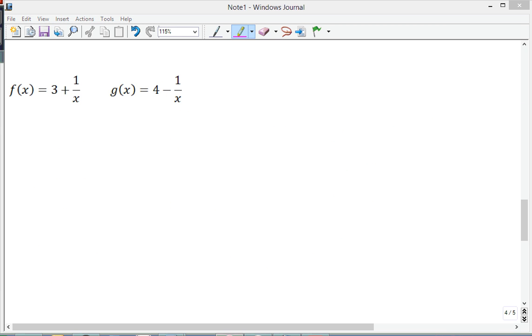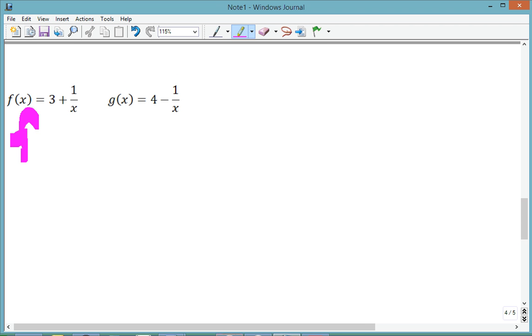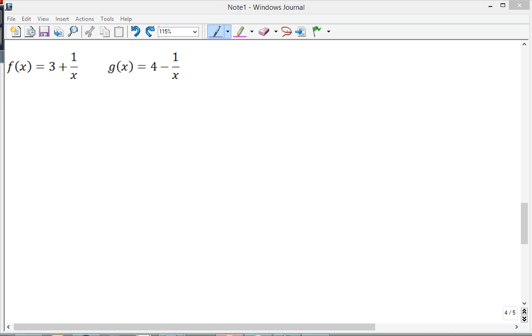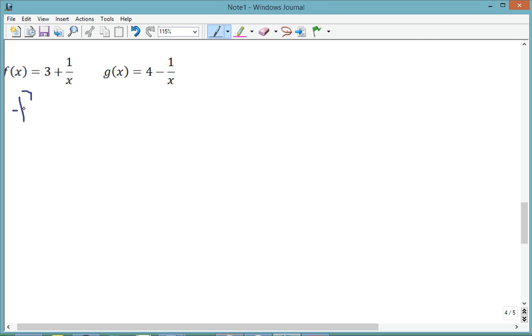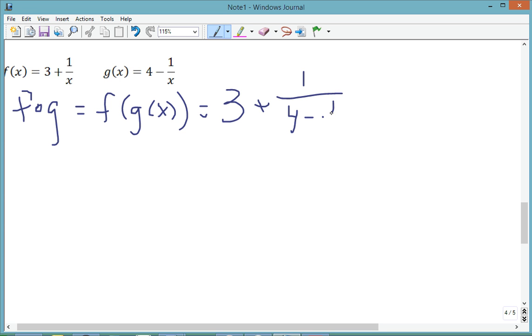All right, here's a couple of functions. So let's find the composition of f composed with g. I could do g composed with f, but it really wouldn't matter as far as what we're going to do. Okay, so I'm going to take g and plug it into f, right? So basically I would have 3 plus 1 over, and then I want g in here, 4 minus 1 over x.